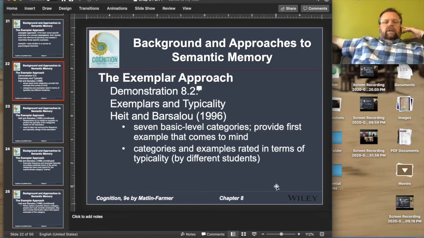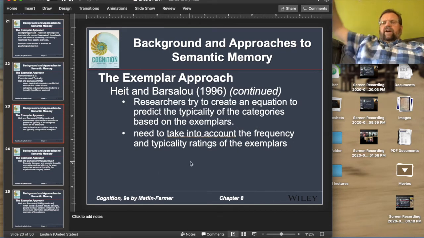In one study they did, they looked at 7 basic level categories. And you're supposed to provide the first example that actually comes to mind for each of the 7 basic level categories. And then what they did is they had different students rate the categories and examples in terms of their typicality. Then the researchers tried to see if they could find an equation to predict the typicality of the categories based on the exemplars. And to do this, they need to take into account the frequency and the typicality ratings of the exemplars.